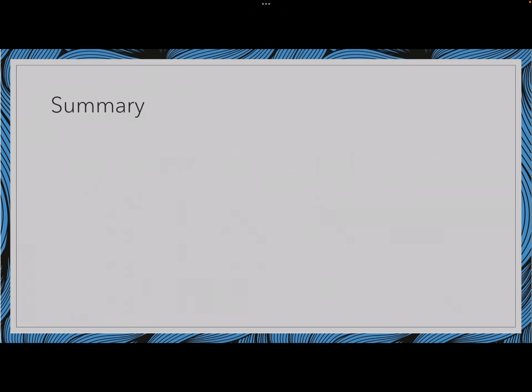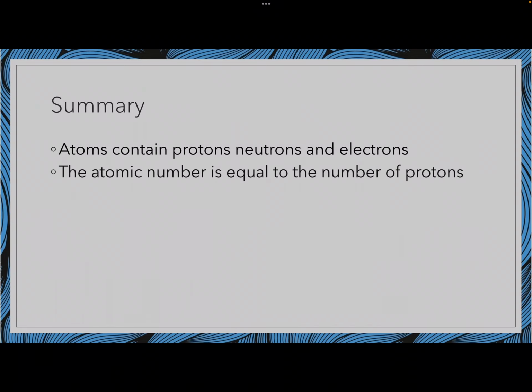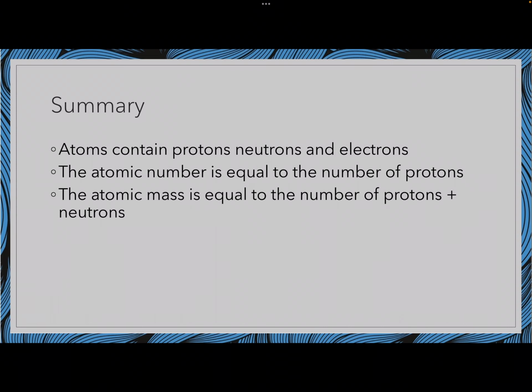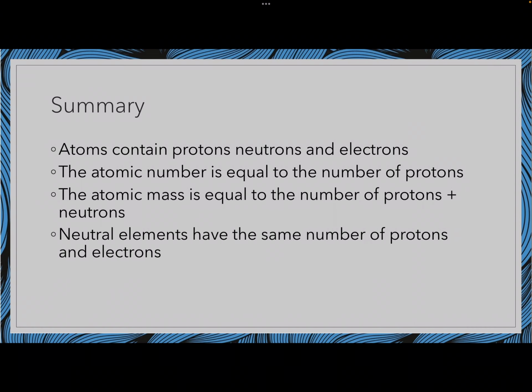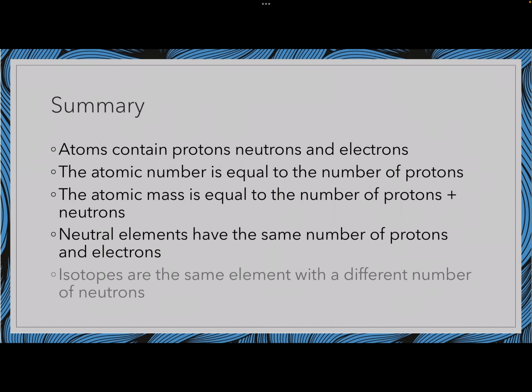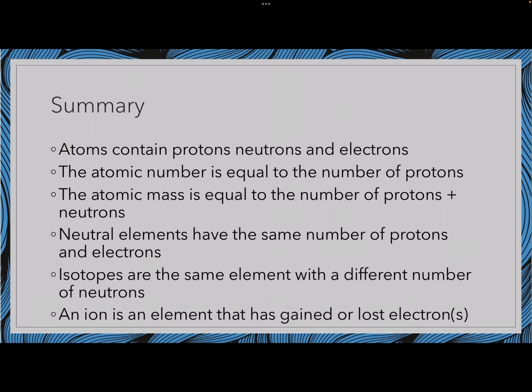Now, summary for today's lesson. Atoms contain protons, neutrons, and electrons. The atomic number is equal to the number of protons. The atomic mass is equal to the number of protons plus neutrons. Neutral elements have the same number of protons and electrons. Isotopes are the same element with different numbers of neutrons. And lastly, an ion is an element that has gained or lost an electron.